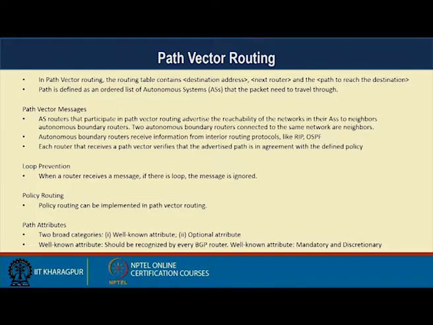There is also policy based routing, or policy routing, as we are discussing. Policy routing can be implemented in path vector routing. I can always say that if a particular AS need not be crossed, or need not be in my path for forwarding my packets, then the router can check, and if it is there, it can discard that particular path.